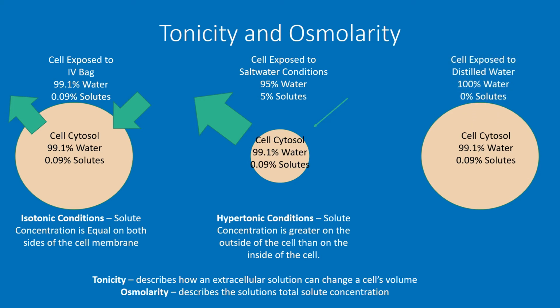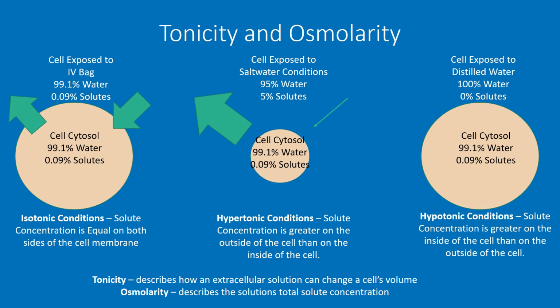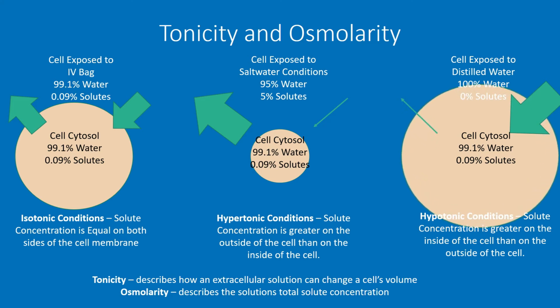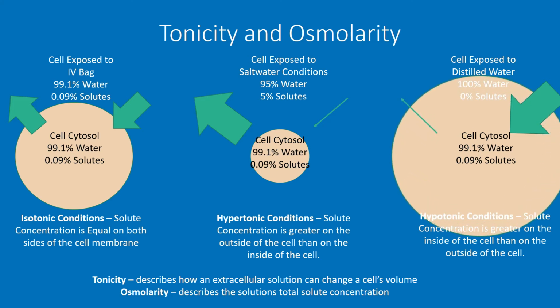Finally, hypotonic solutions occur when cells are exposed to an extracellular fluid that has a lower solute concentration than the cytosol. Since equilibrium must occur, the cell gains more water from the surrounding environment and swells. If too much occurs, the cell membrane can burst.